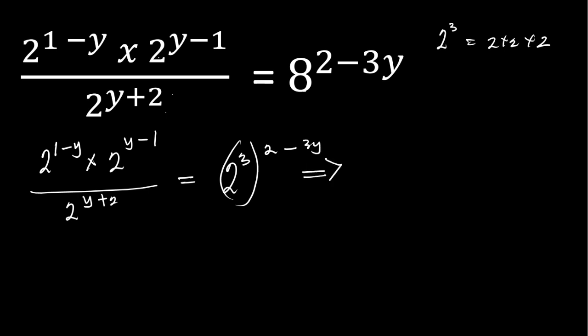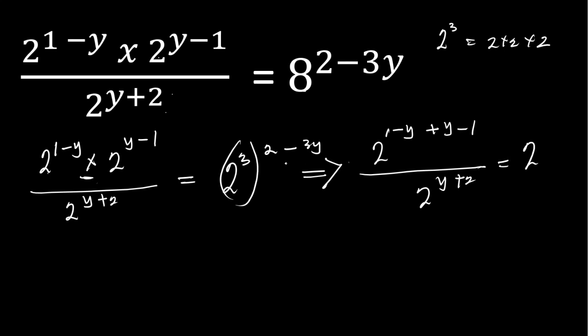That implies that this equation is of the form, if you look at what we have on top here, you have 2 raised to power 1 minus y times 2 raised to power y minus 1. Let's apply indices here so that this can be 2 raised to power 1 minus y plus y minus 1 over 2 raised to power y plus 2 equals, now this becomes 2 raised to power, I want to open this bracket, so it becomes 3 times 2, that's 6, minus 9y.